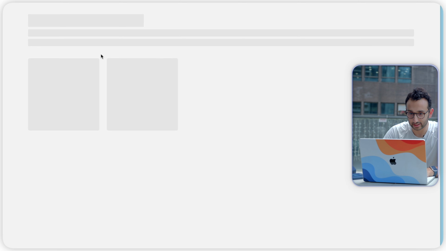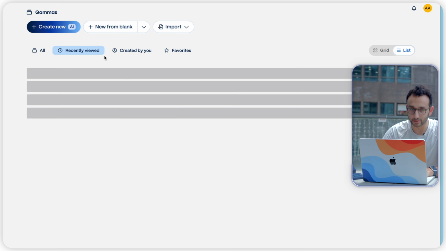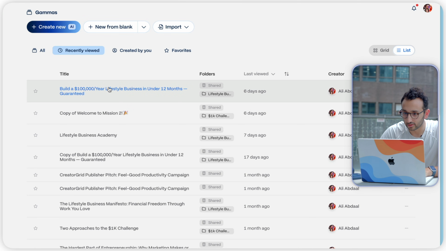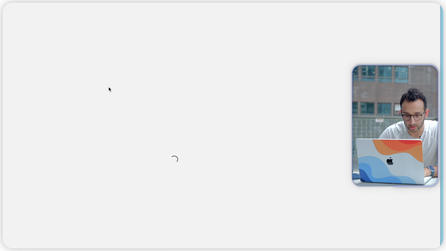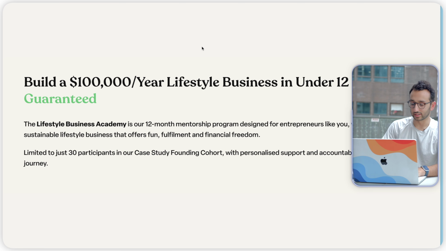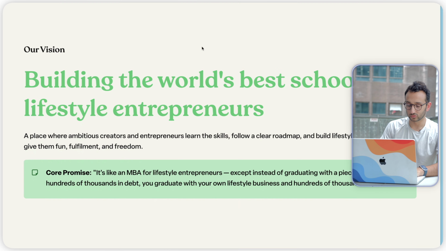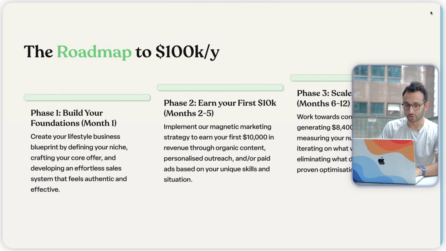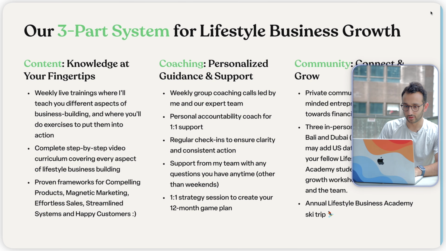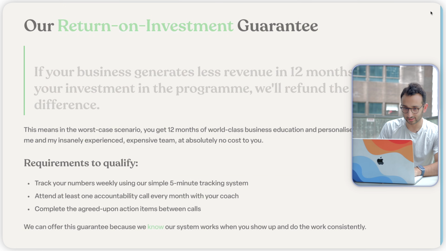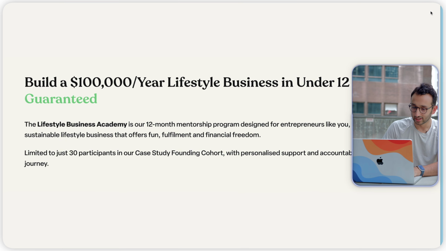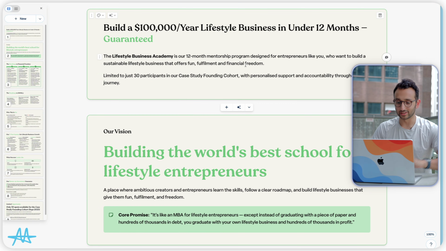So when I was doing a video for the applications, which will be linked down below, Oh, Gamma 3.0, that's new. This one, I think, was what it was. And so this is basically creating the slides for me automatically, which is really nice. The roadmap to 100K a year, who it's for, the 3-part system for lifestyle business growth, what success looks like, our ROI guarantee, the founders cohort, all of this sort of stuff. And I recorded a Loom as I was talking through this, which is what encouraged people to apply.